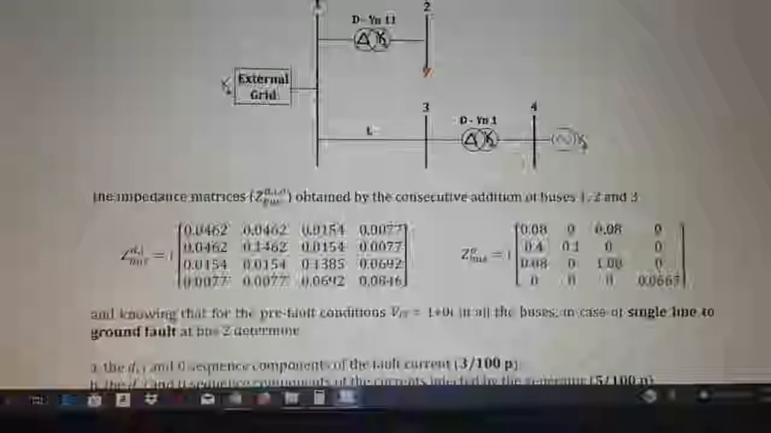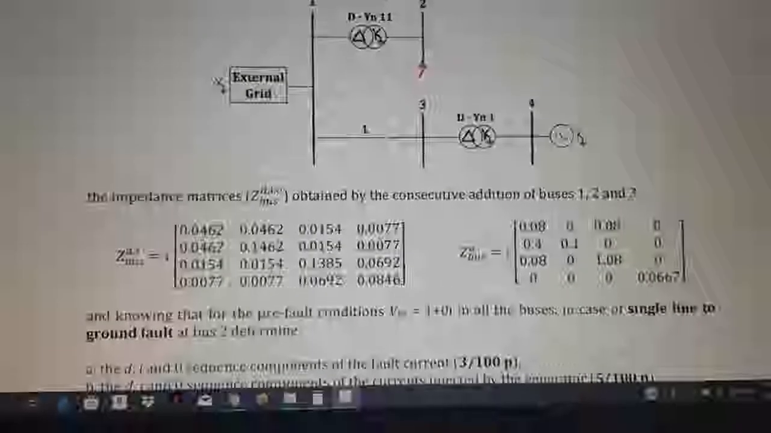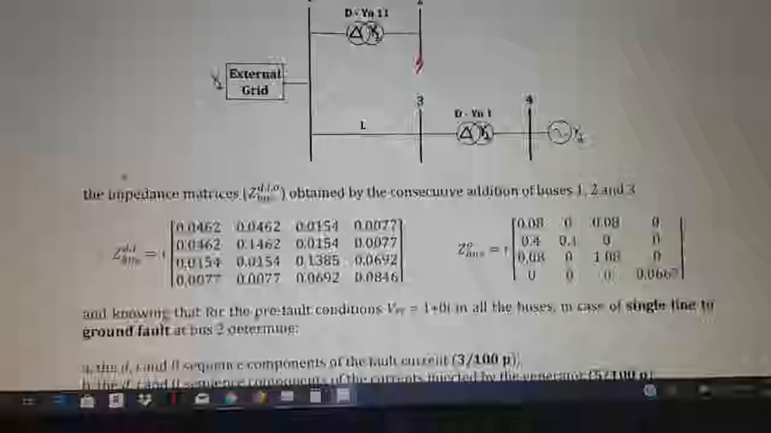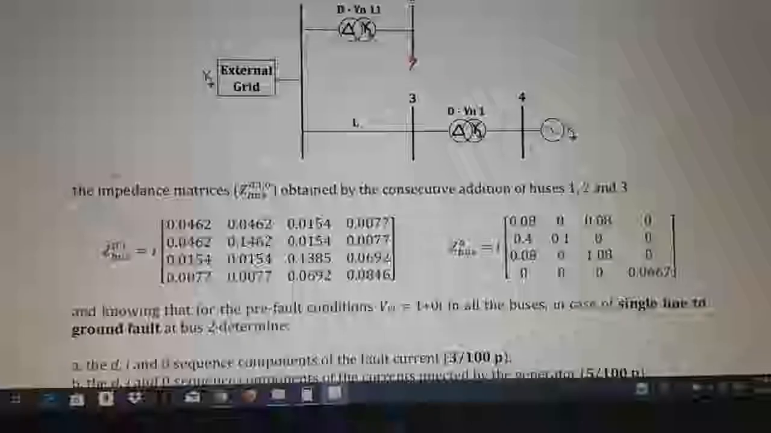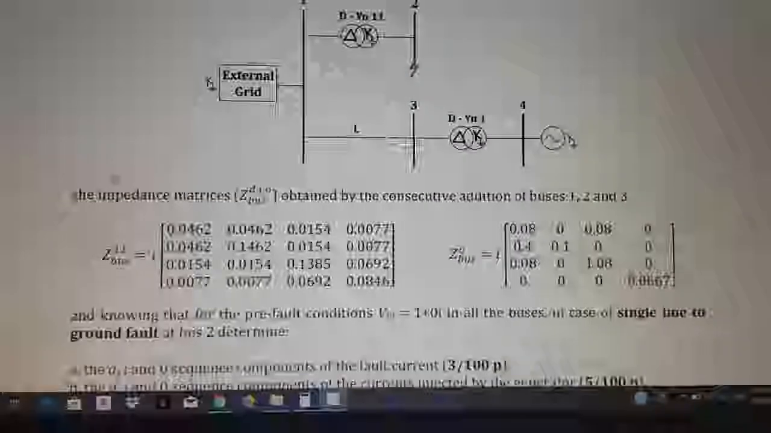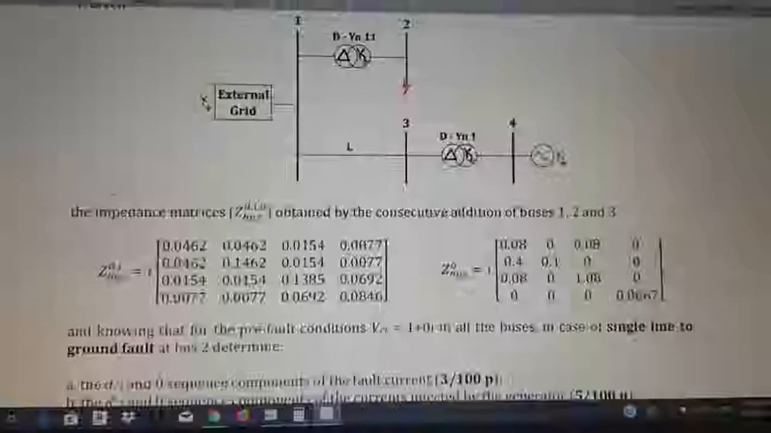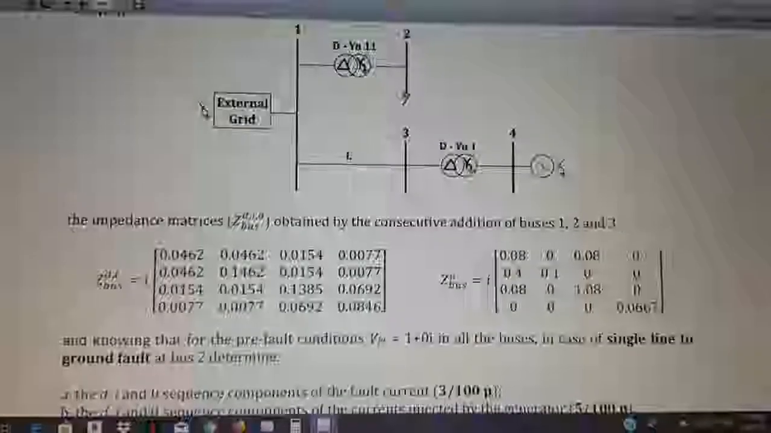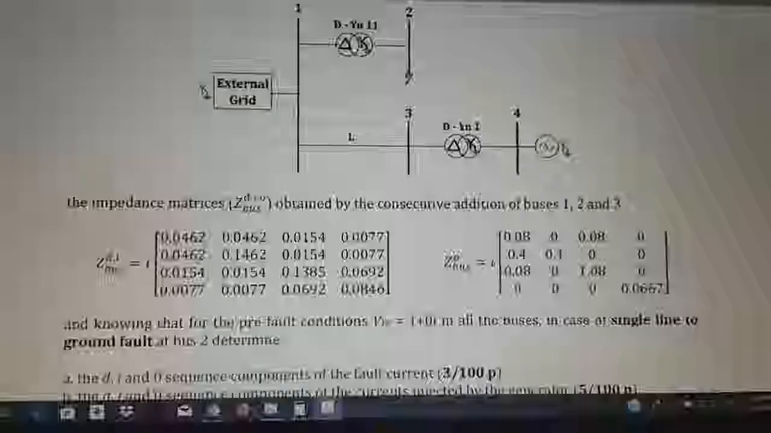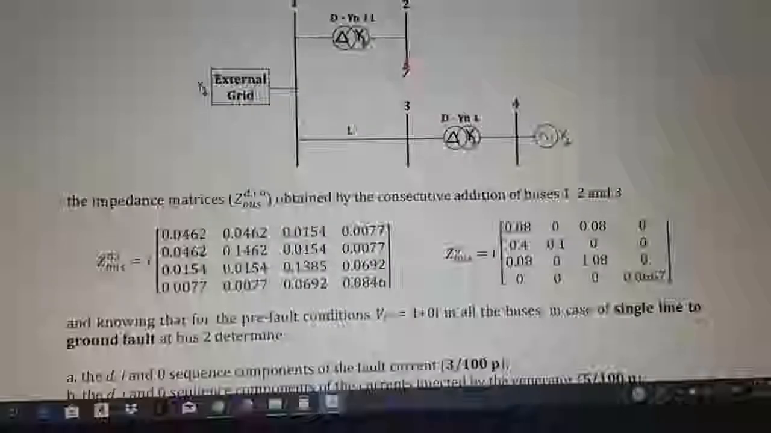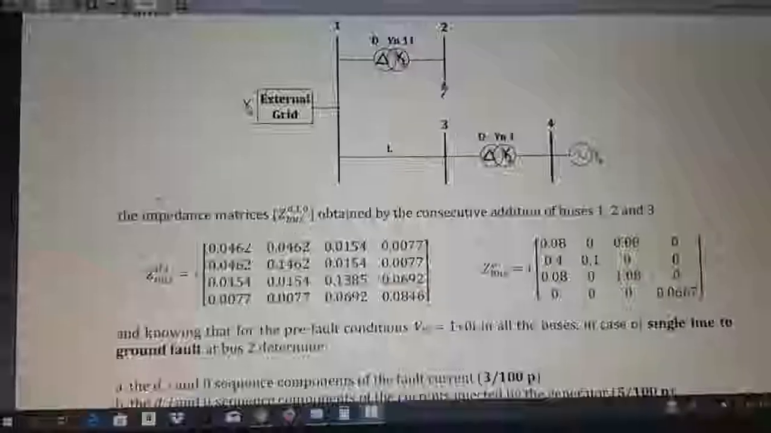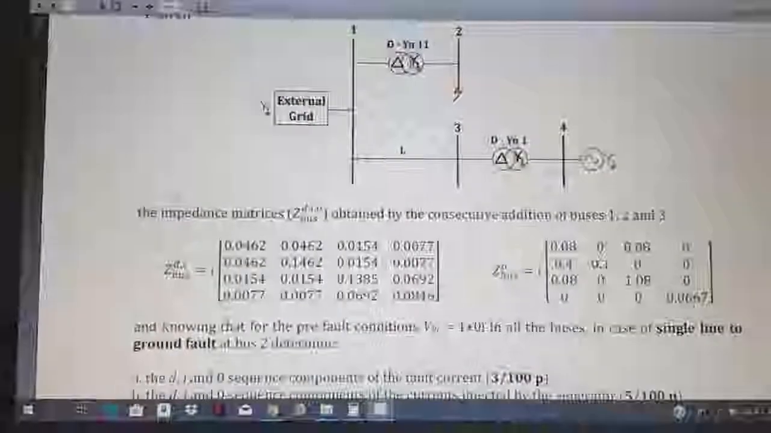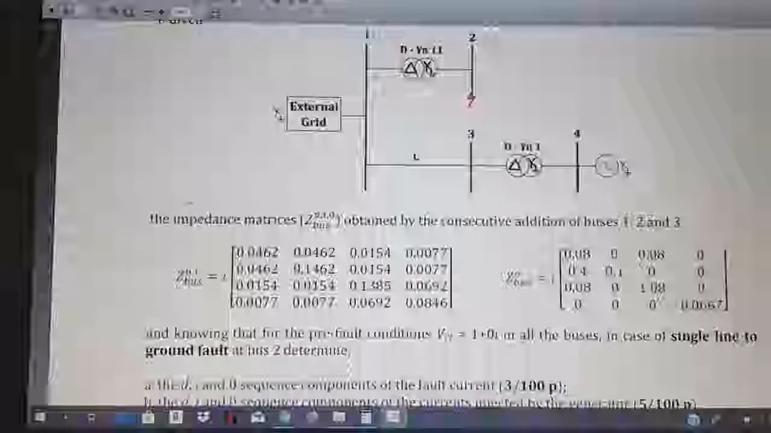Hello, this is the third question on positive, negative, and zero sequence currents and fault currents, and we are given Z bus matrices. As you are following my videos, in video number 1 and video number 2, I have discussed in detail how to solve line to ground faults. This is a very quick tutorial.